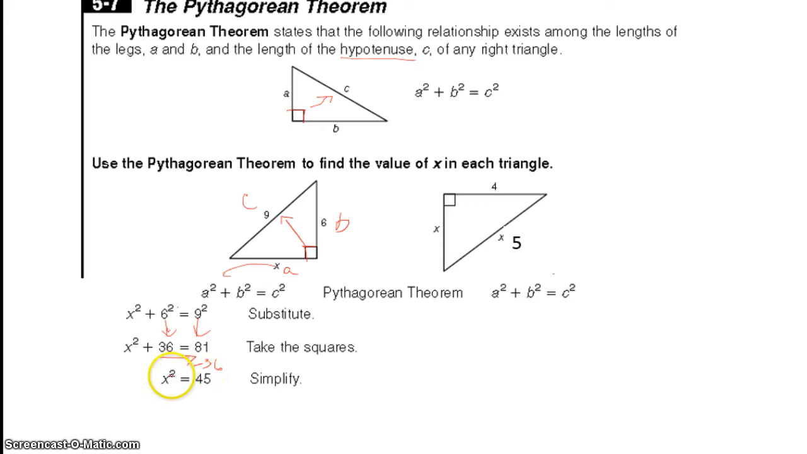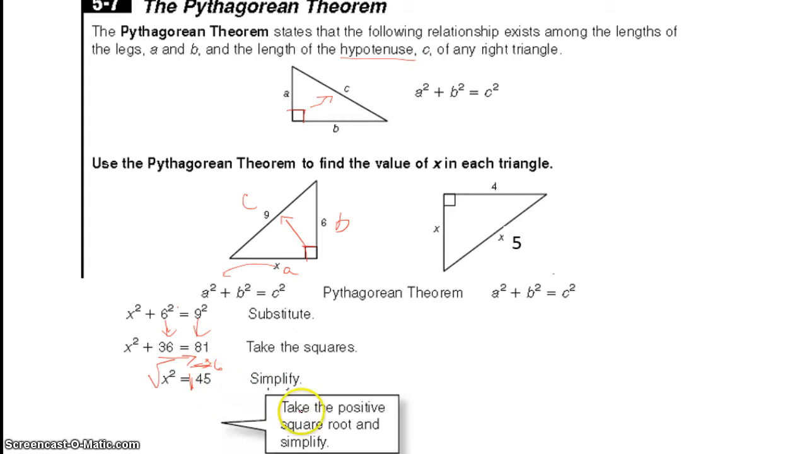And remember, how do we go from an x squared to an x? We take the square root. Now, we talked about taking positives and negatives of square roots. In this case, we are talking about a length, so we will only take the positive square root. Taking only the positive square root, we get the square root of 45. At this point we would want to simplify our radical if possible. In this case, we can simplify it further, but we will save this and work that in class.